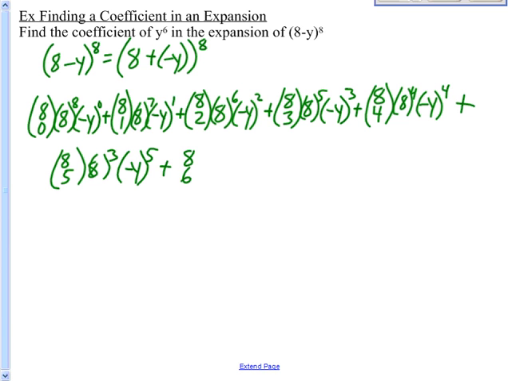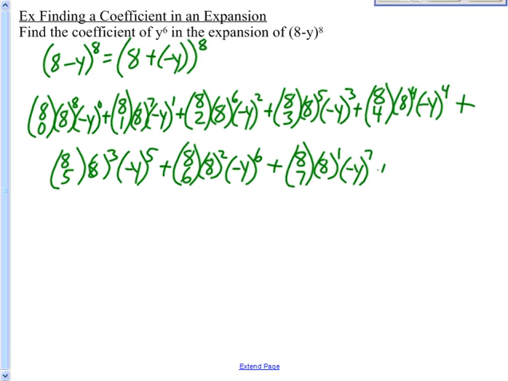8 choose 6. 8 goes down squared. Negative y goes up to the 6th. 8 choose 7. 8 goes down to the 1st. Negative y 7th. And finally 8 choose 8. 8 goes to the 0th power. Negative y goes to the 8th power. Okay, and this is the one we're concerned about. You see how that is the one where you're going to have y to the 6th in there?